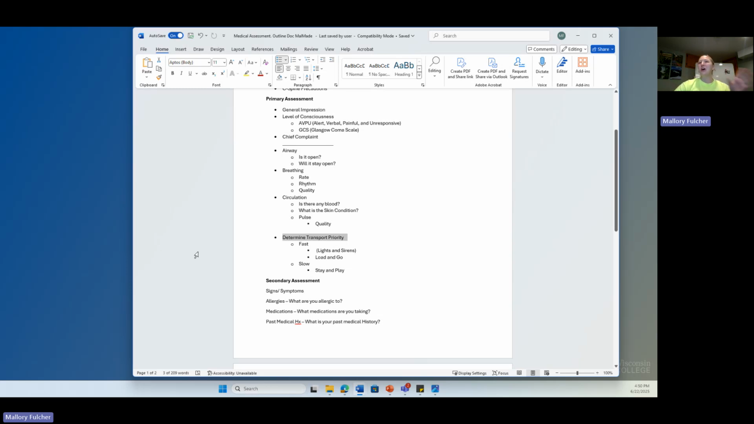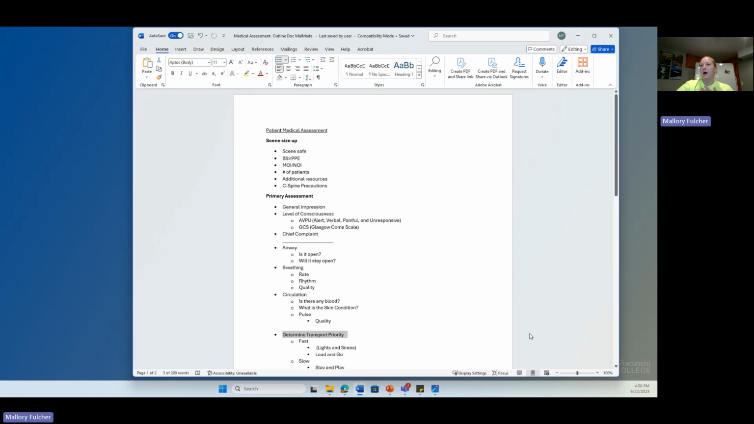So a bunch of you guys are planning to work for transporting services. So in this case, when you're reassessing your patients, we do have the ability to fix a few problems. Granted, not a lot of problems, especially not at the EMR level, but we can fix a few. So if the interventions that we've done have corrected the problem, we can go from fast to slow. Or if problems are getting worse, we can go slow to fast.